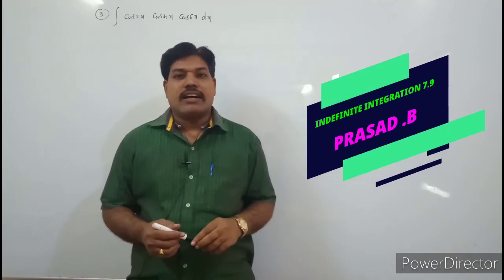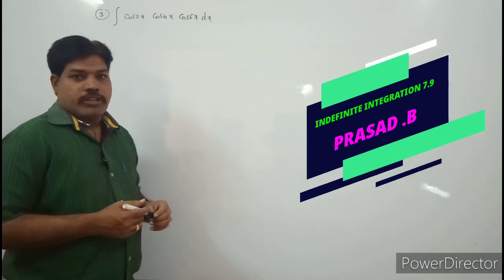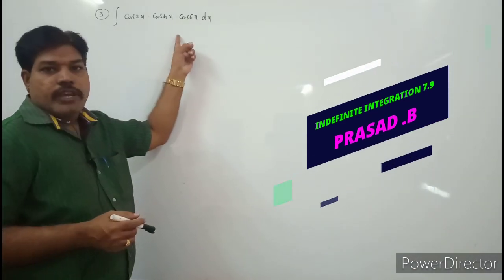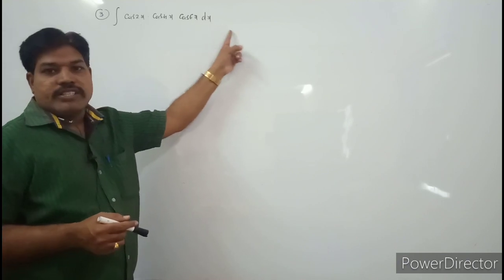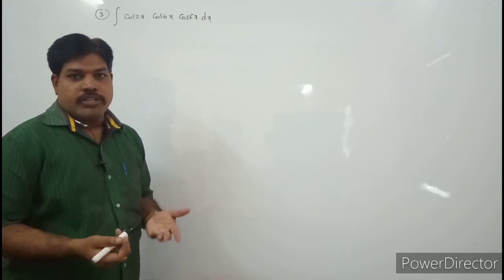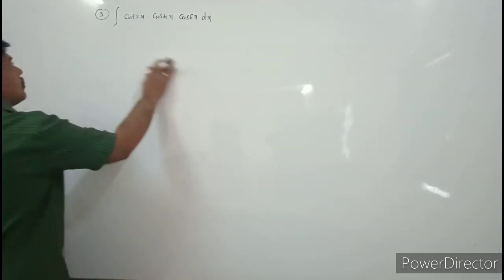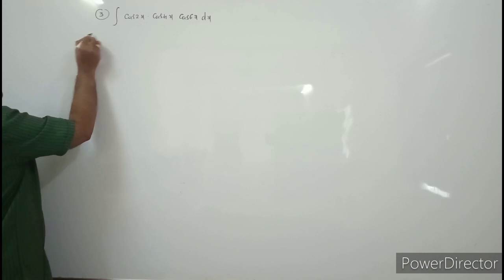See students, see the next question. Question number 3: the integral of cos 2x into cos 4x into cos 6x into dx. Here we are going to use the transformation formulas, very important formulas. So see that one first. What is the solution here?